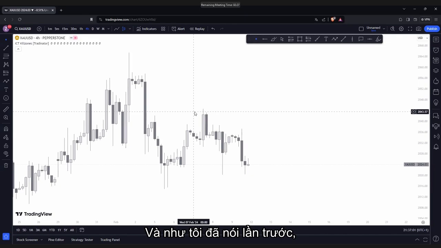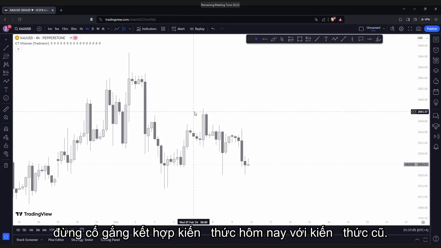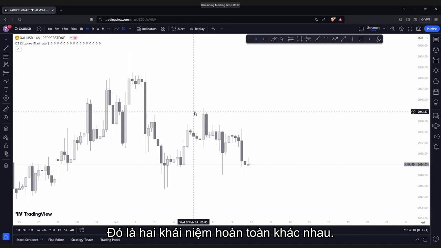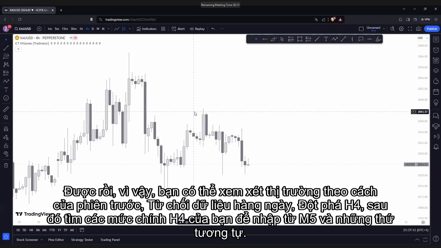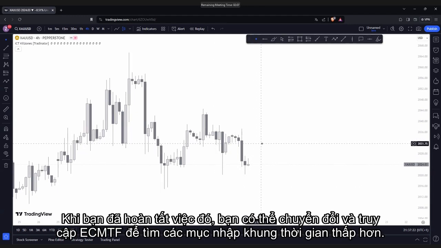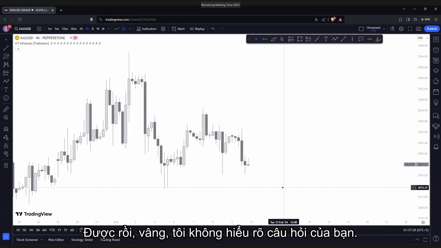Yeah, and as I said the last time, do not try to combine today's knowledge with the last one. It is two totally different concepts. Okay, so you can look at the market the way it is from the last session. They reject the daily H4 breakout, then look for your H4 key levels to enter from, M5 and stuff like that. Once you're done with that, then you can switch and go to the ECMTF looking for lower time frame entries. Okay, so yeah.